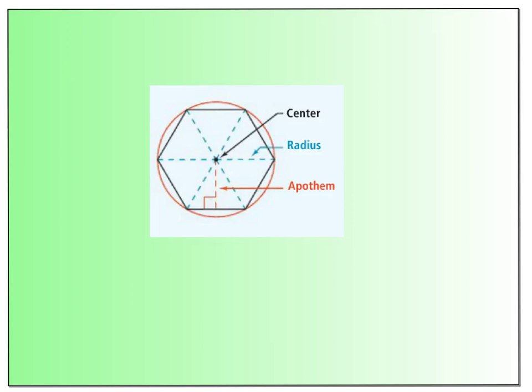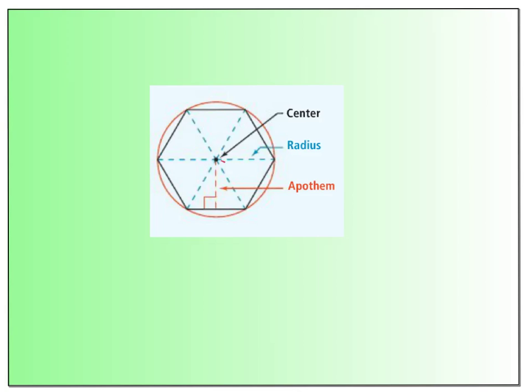I know you've seen center and I know you've seen radius. Apothem, that's a new word. The apothem is going to be this dotted red line here, which is the line from the center of the polygon straight down at a perpendicular to one of the sides. So within any polygon, I'm going to have a number of different apothems. Like here, they've labeled one of them for you.